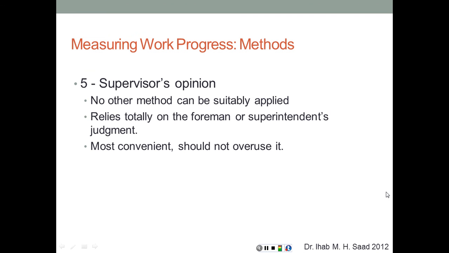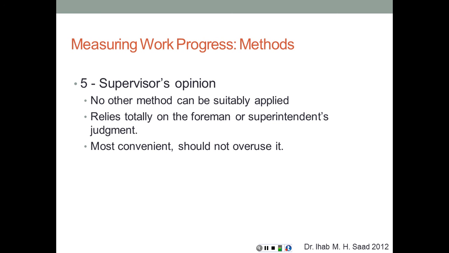Method number 5 is supervisor's opinion, and that's sort of subjective, because the supervisors or the superintendents might have different opinions on the progress of the activity. They might think that the hard part has already passed and what's left is quite easy work, so they might give a higher percentage of completion.